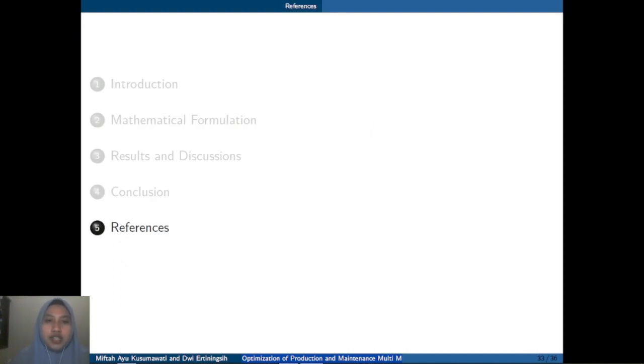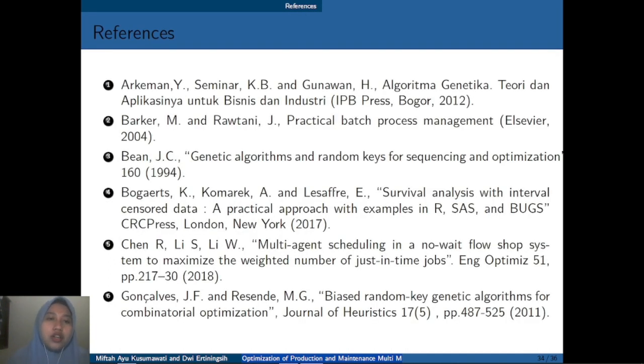Okay, the last is references. These are the references used in this article.